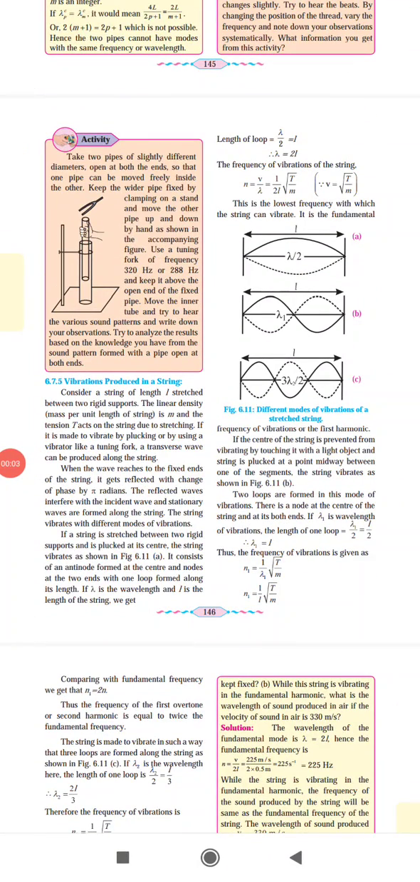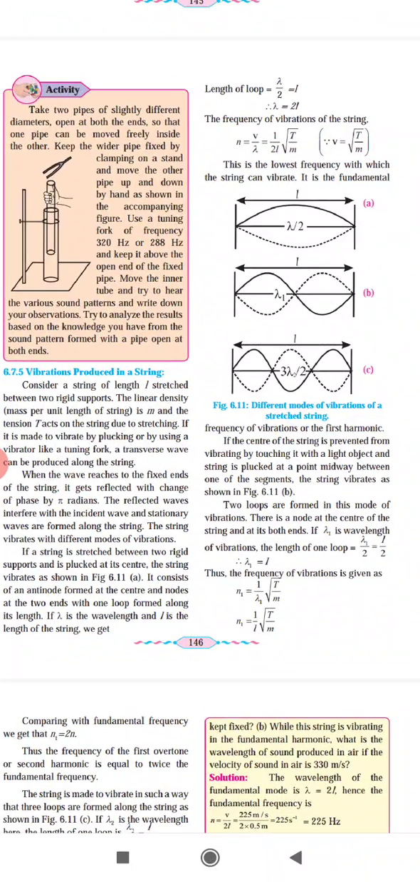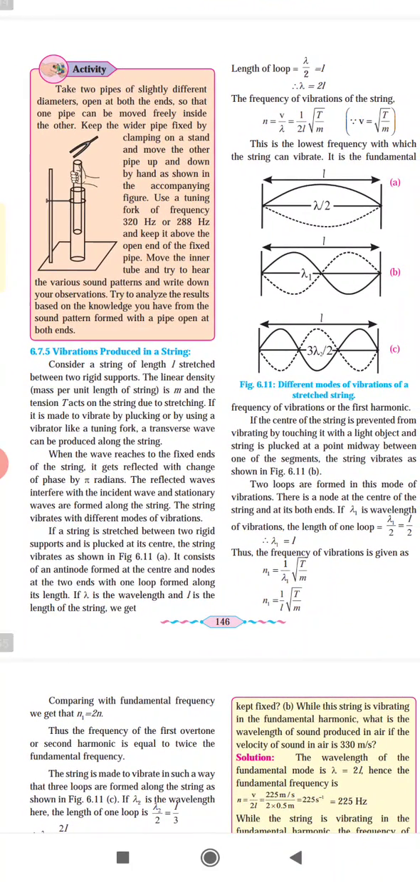Vibrations produced in a string. We know that, students, in the previous lecture we have seen about open pipe and closed pipe. Now we have to see about string.